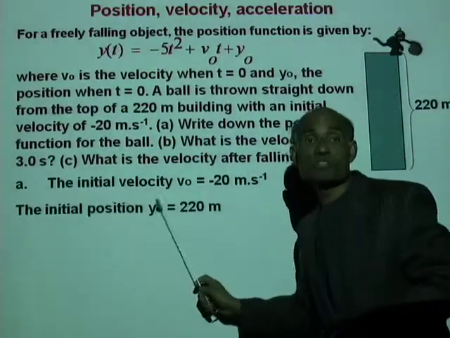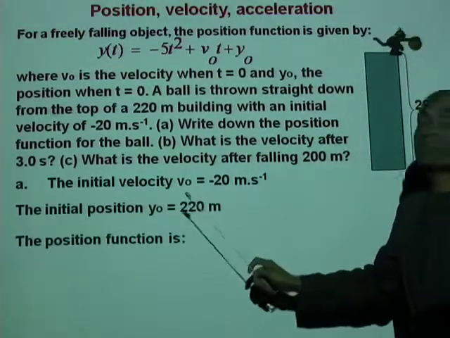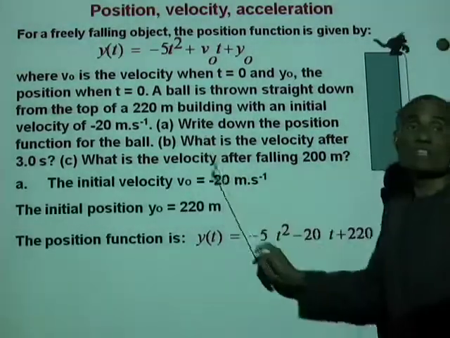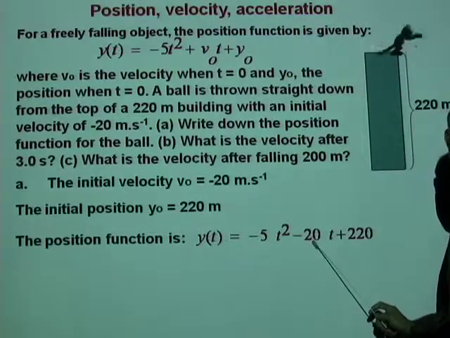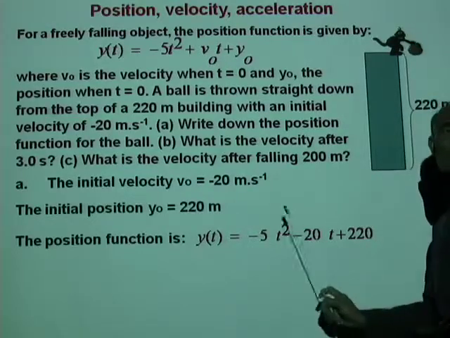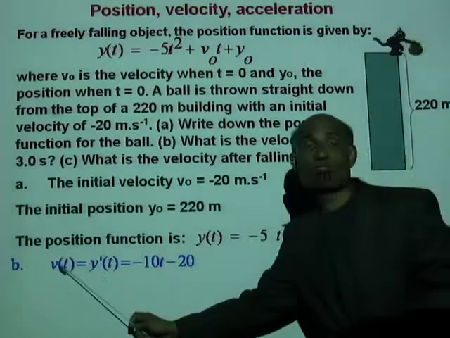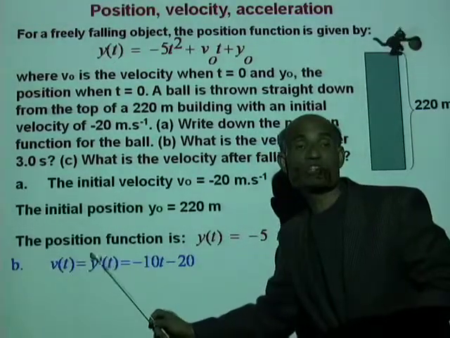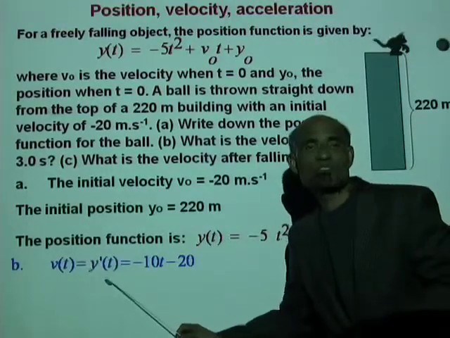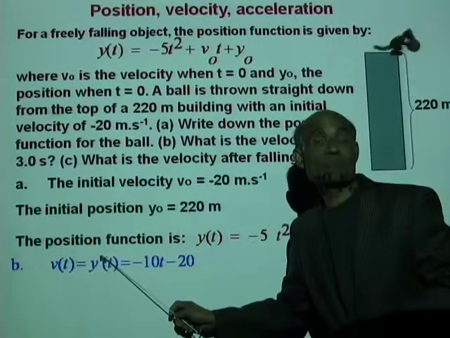The initial position y0 is 220 meters, and therefore the position function is y of t equals negative 5t squared minus 20t plus 220. This is the position function. Well, if this is the position function, can you find the velocity function? Velocity function is the derivative of the position function, y prime of t. I want you to practice these notations. Or dv by dt, or y prime of t.